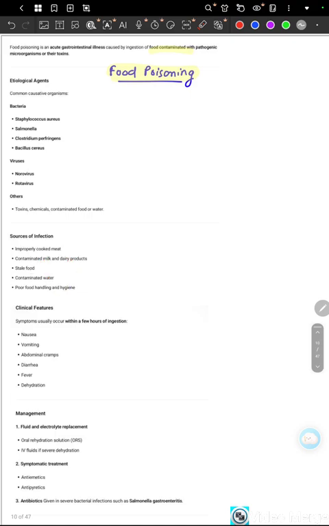Then clinical features are nausea, vomiting, abdominal cramps, diarrhea, fever, malaise, and dehydration within a few hours of ingestion. Then management is fluid and electrolyte replacement, as ORS is taken, and IV fluids for severe dehydration. For symptomatic treatment, we can give azithromycin or other antibiotics like ciprofloxacin, and also loperamide or diphenoxylate can be given in case of diarrhea. Similarly, antiemetics can also be given.